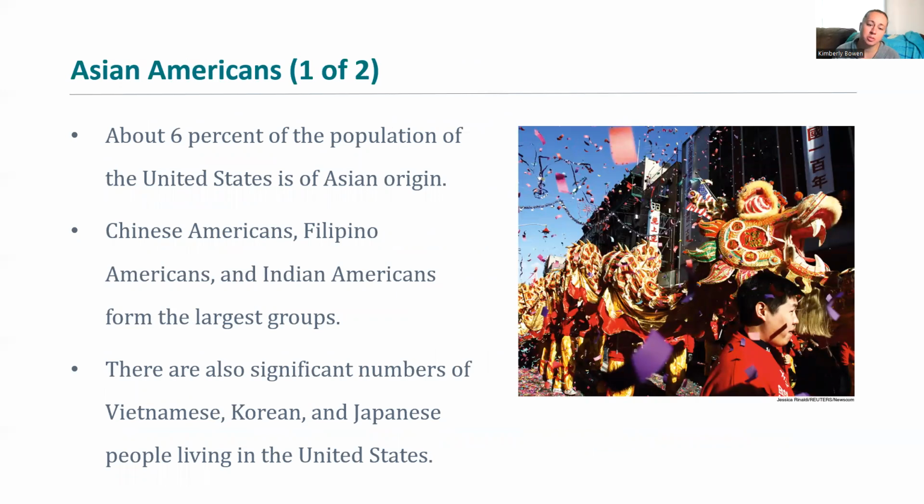Asian Americans: about 6% of the population in the United States is of Asian origin. That includes Chinese Americans, Filipino Americans, and Indian Americans, who form the largest groups, but it also includes significant numbers of Vietnamese, Korean, and Japanese people living in the United States. And all of these are very distinct and different cultural backgrounds.